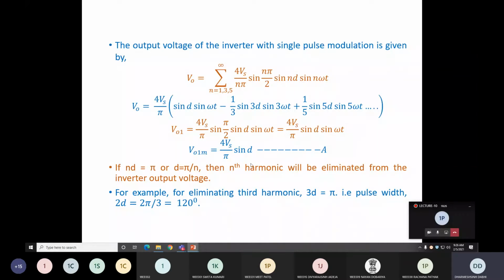In the same way, suppose you want to remove the fifth order harmonic, so set the width 2d equal to 2 pi by 5. Yeah. So then you can also remove this harmonic. So 2 pi by 5 is 72 degrees.